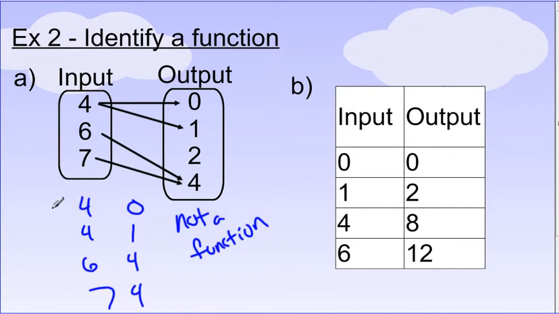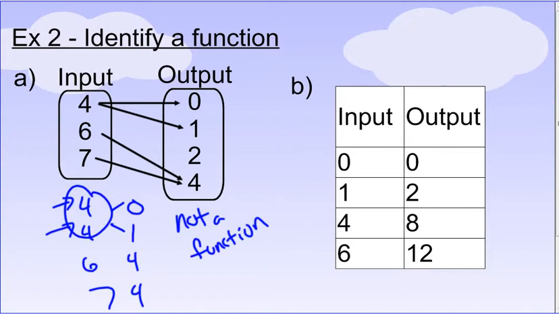Here, we plugged in a 4 and got a 0. We plugged in a 4 and got a 1. So even though we hit the same button, we got two different answers. That is not a function. That machine is broken.